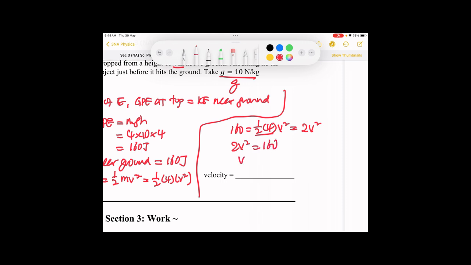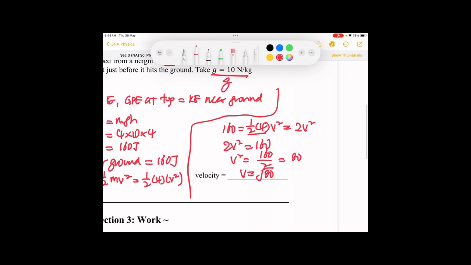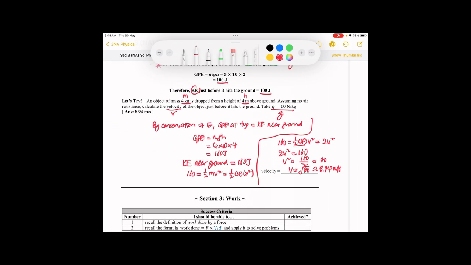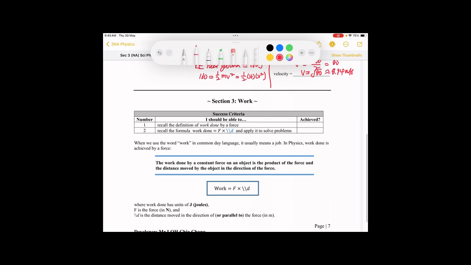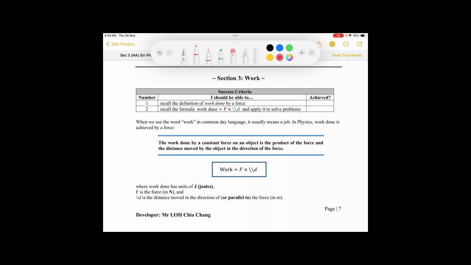How do I find v? V squared is 160 over 2. That is 80. So your v equals the square root of 80, which rounds off to approximately 8.94 meters per second. So this is how a standard object dropping from a height scenario can involve the conservation of energy. So we move on to the next section to talk about work.